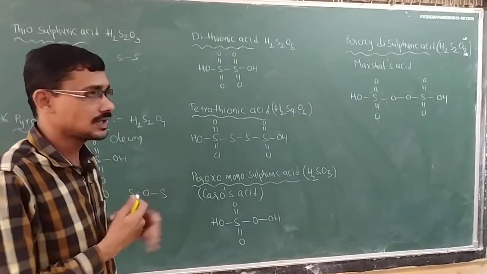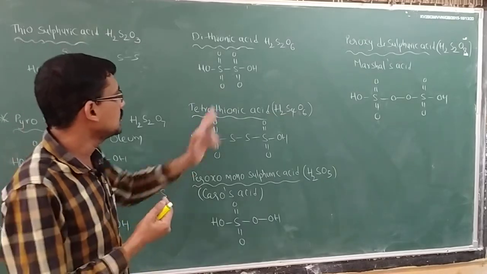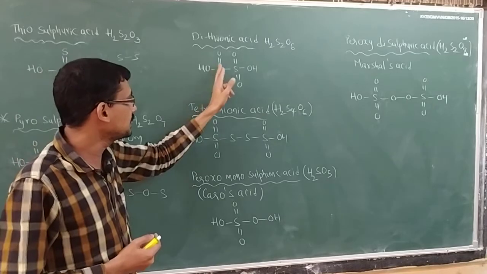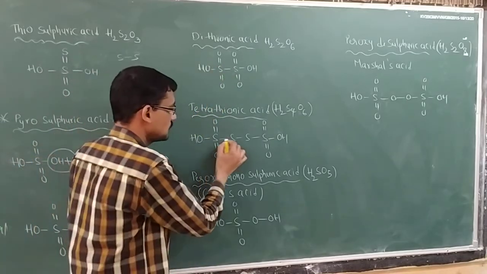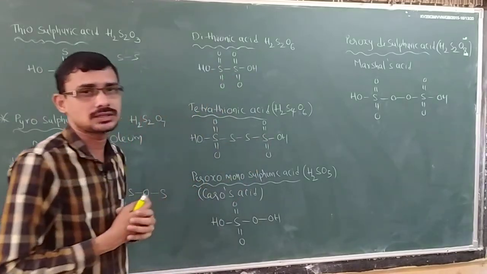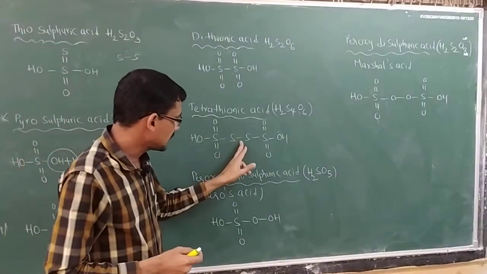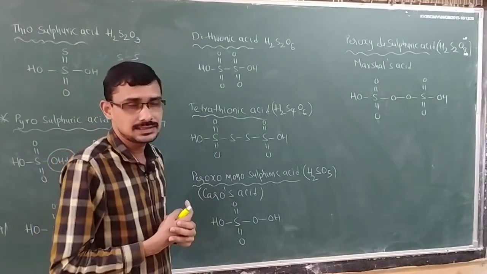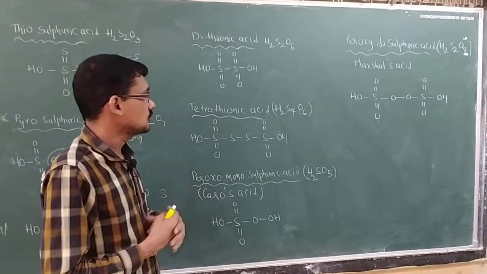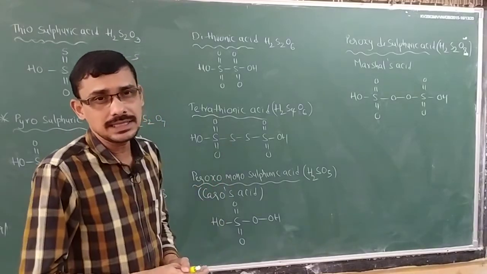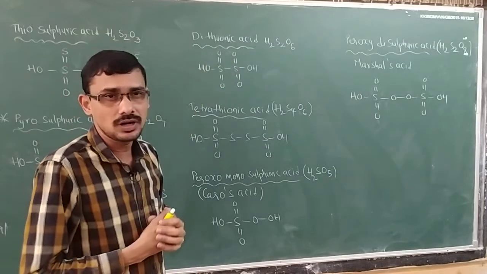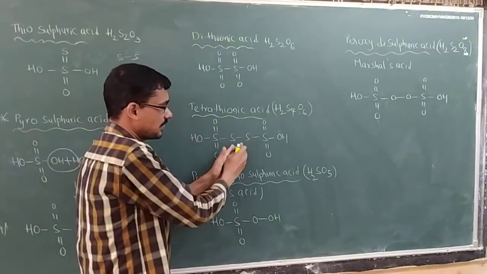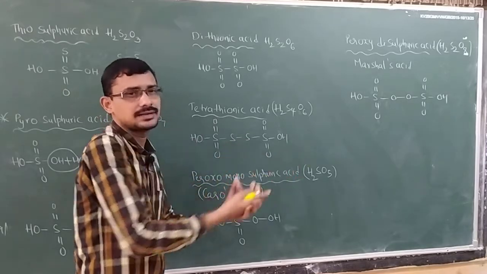Next, tetrathionic, polythionic. For example, how many sulfurs are there here? 2 sulfurs, so dithionic. If I put 4 sulfurs like this, 1, 2, 3, 4, that is called tetrathionic acid. If I put 1 sulfur between these 2 sulfurs, total how many? 3. Trithionic acid, isn't it? So if you put n number, that is called polythionic acid. Polythionic means here we have n number of sulfur atoms, and here we have n minus 2.